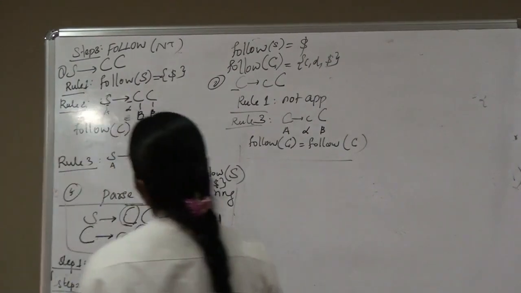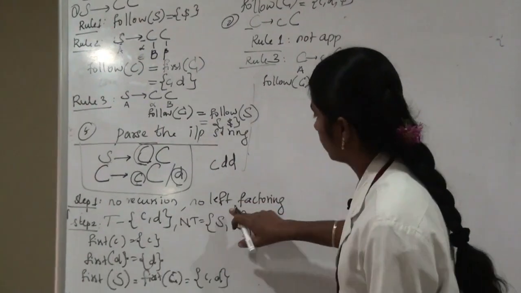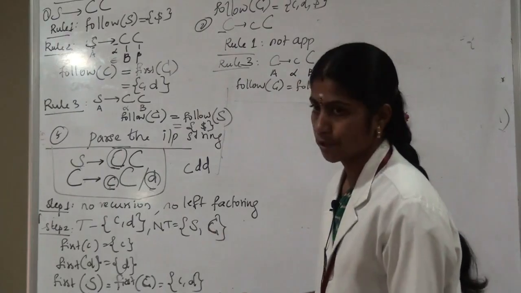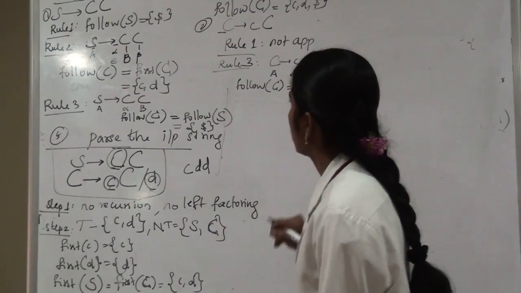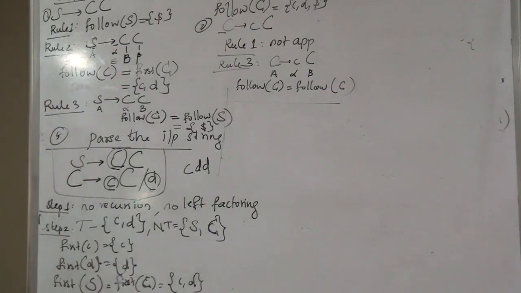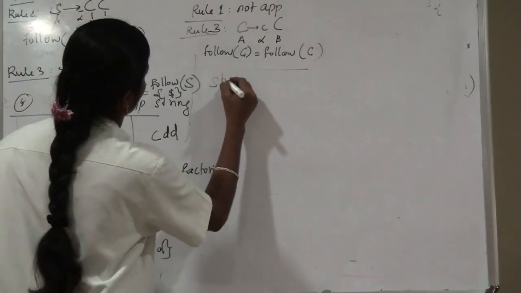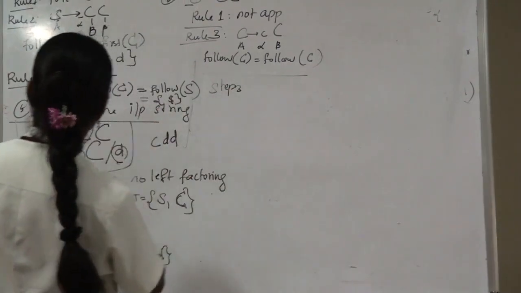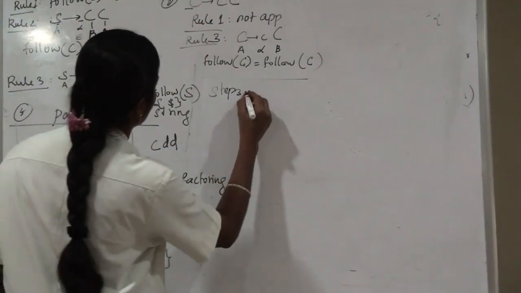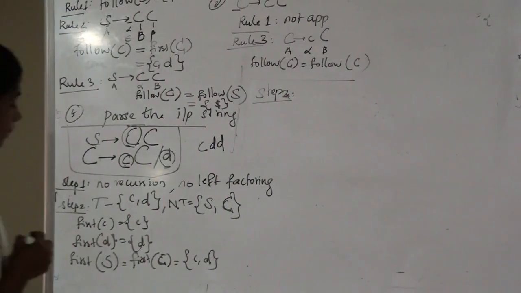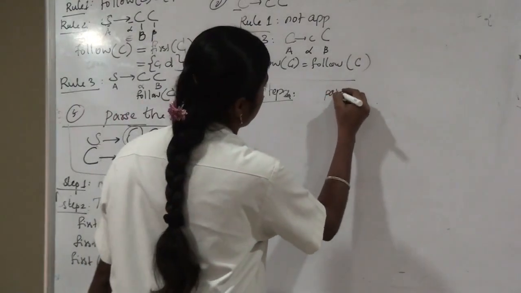Now step number 3. Step 1 you have found out no left recursion, no left factoring, and step 2 you have found out the first position, and step 3 you have found the follow position of follow of C and follow of S. Now you go for step 4. Step 4 is construction of parse table.